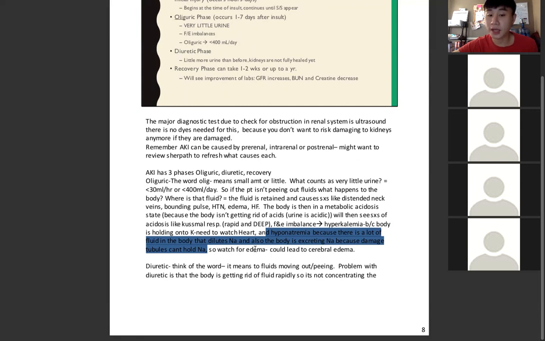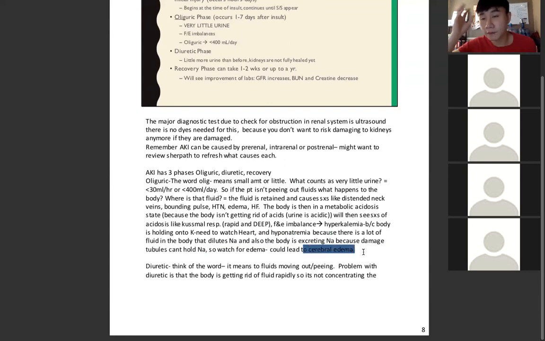So we have to watch for the edema. And edema could result in cerebral edema. Cerebral edema is too much fluid, too much swelling in the brain, which can cause pressure on the brain and leads to decreased level of consciousness. Hyponatremia is also because the kidney doesn't produce any urine. So we retain all of the fluid that we drink or enter our body. And therefore, the sodium in our body gets diluted, like we're pouring too much water into the little sodium that we have in our body. So therefore, we cause hyponatremia.